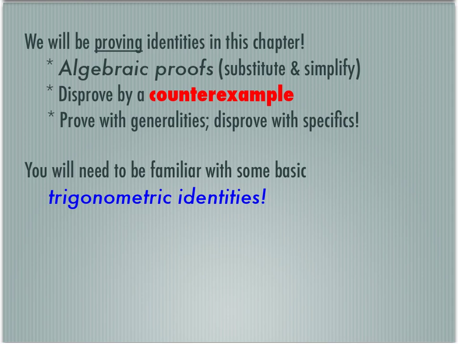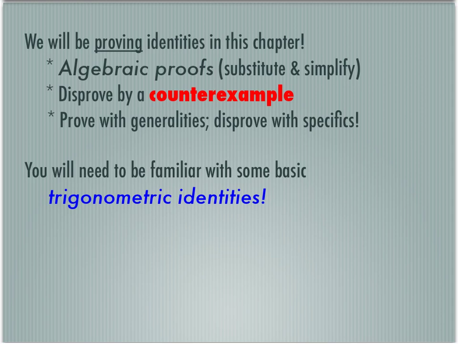But also there will be times when we will disprove alleged identities. We can do that by a counterexample. A counterexample is simply one instance or one case when this identity does not work. And so you can disprove with one specific example, but keep in mind this is a very important idea right here. You must prove with generalities. You cannot prove anything with one specific example.